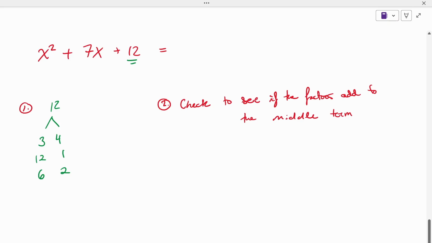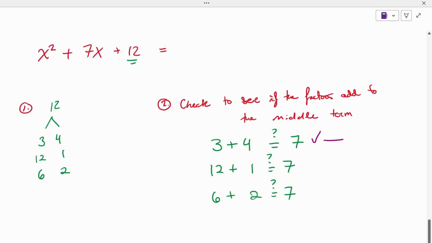Okay, that's all you have to do. You have to check to see if 3 plus 4, is it the case that this adds to 7? You have to check 12 plus 1, does this add to 7? 6 plus 2, does this add to 7? And you kind of just go down the list. 3 plus 4, this gives me 7. Okay, so this is good.